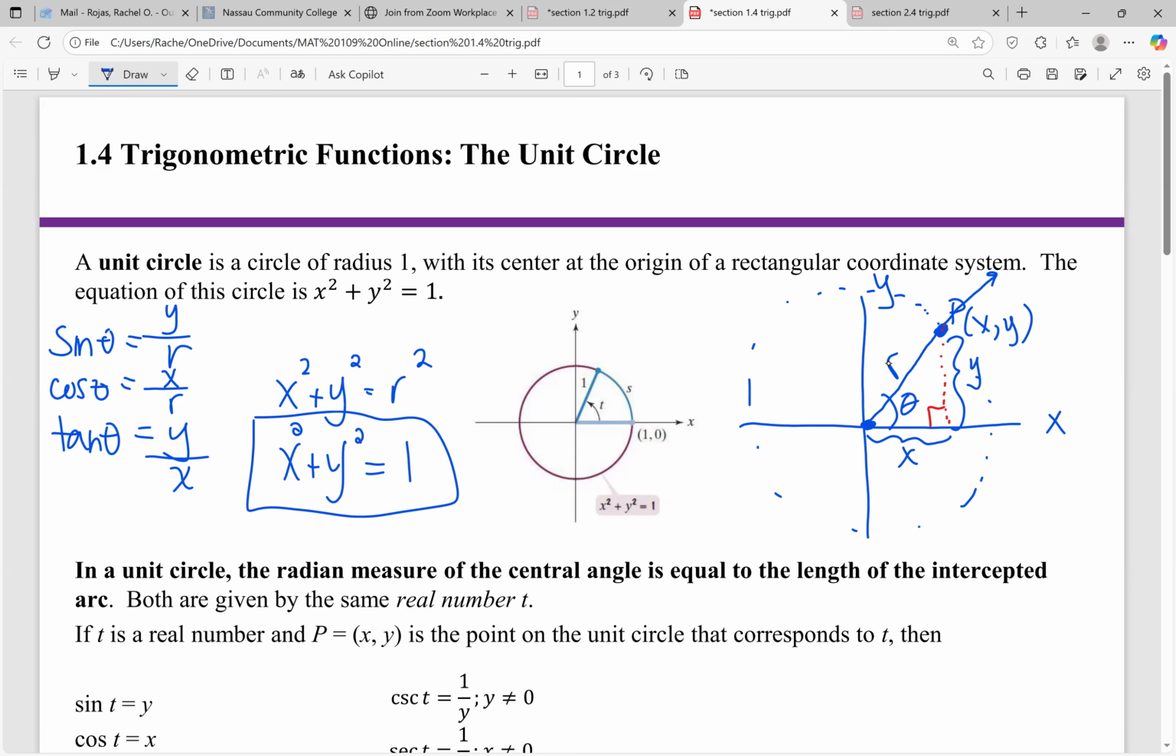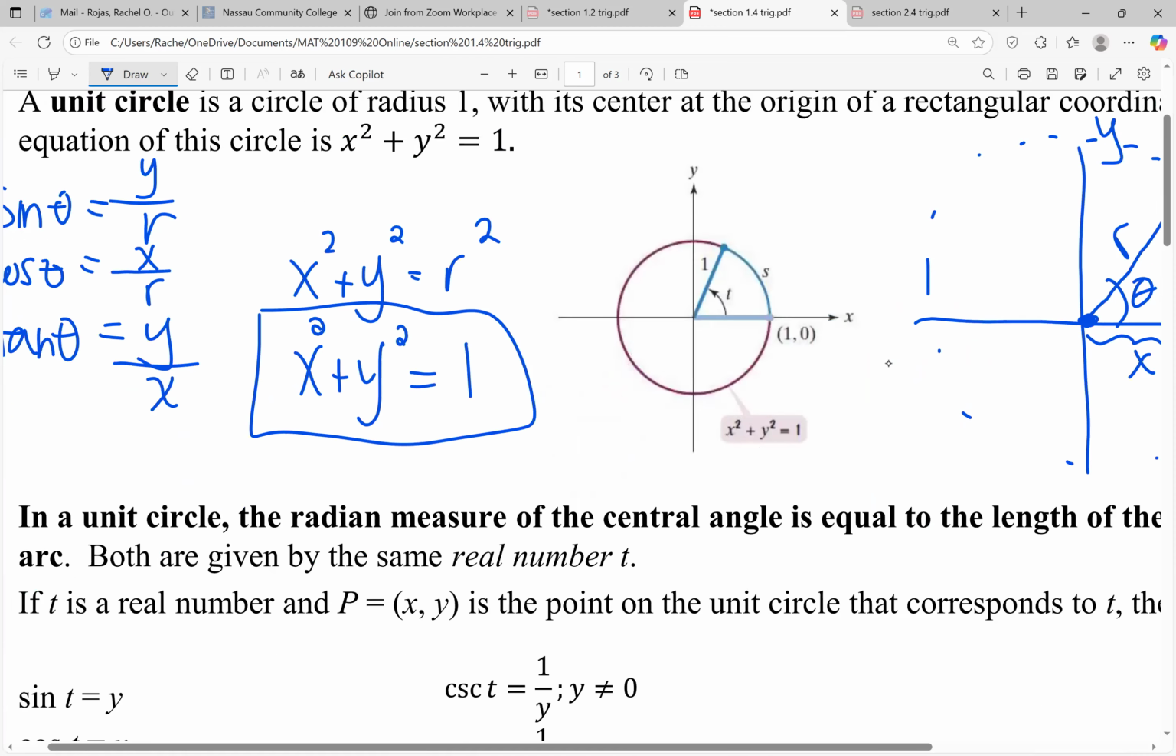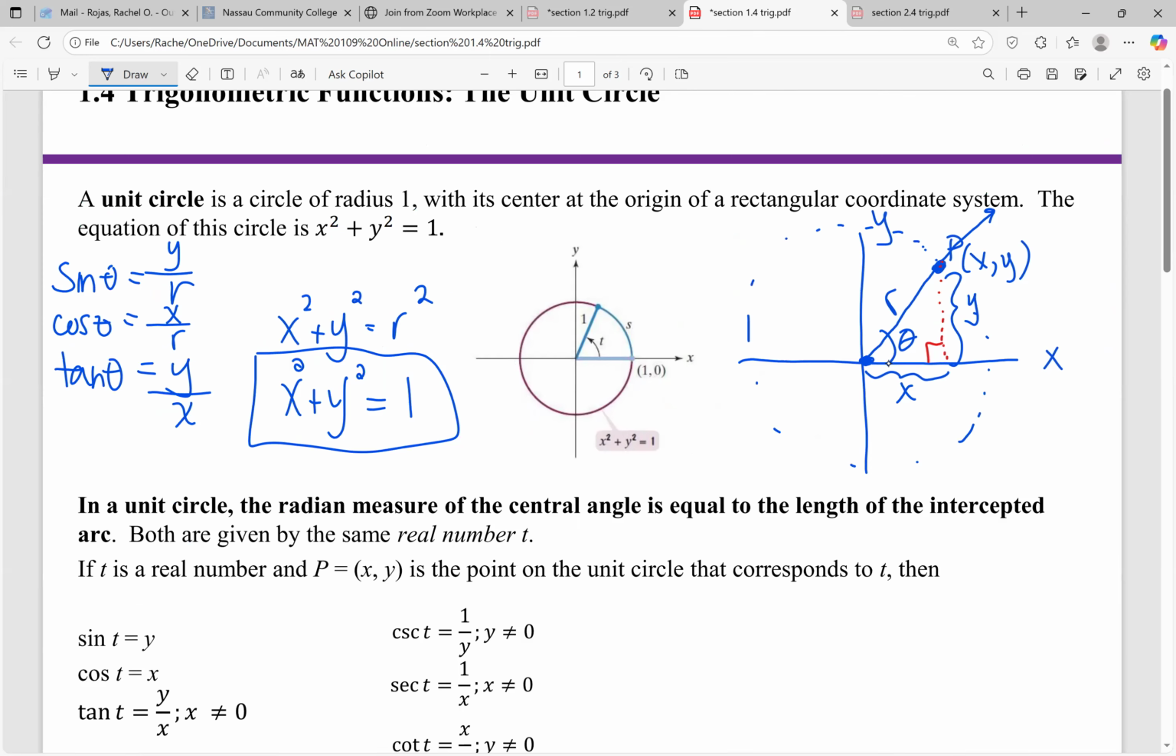So let's focus on this unit circle right here. The radian measure of this central angle is equal to the length of this arc. You see S is the arc length. So this angle made this intercepted arc, where I'm coloring in blue. That length is equal to the angle that's formed. So t is equal to s, assuming the radius is 1.